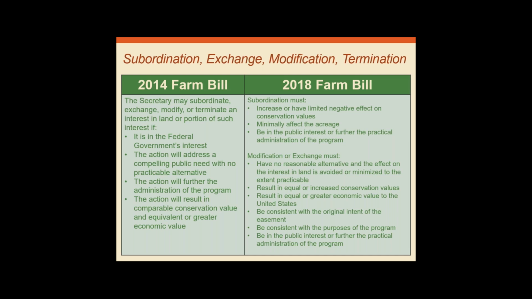So for subordination, including for energy transmission, that must have a limited negative effect or potentially increase the conservation values, minimally affect the acreage, and be in the public interest or further the practical administration of the program. For a modification or exchange action, that must have no reasonable alternative. The effect on the interest in the land needs to be avoided or minimized as much as possible. It needs to result in equal or increased conservation values, in equal or greater economic values to the U.S., remain consistent with the original intent and purposes of the program, and be in the public interest or further the practical administration of the program. So a somewhat higher bar as we go down this list.